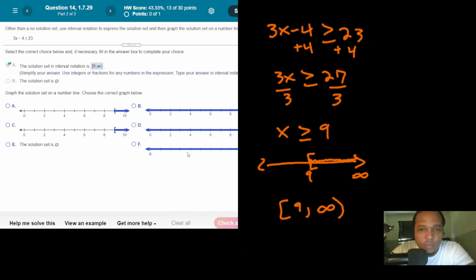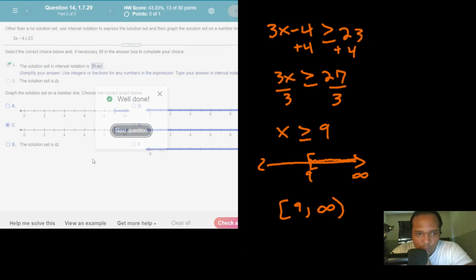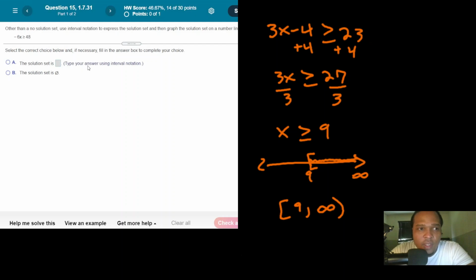Well done. Okay, so which one closely resembles our graph? That's right here with the bracket, of course. All right, well done. We're almost halfway there. We're already at 15.